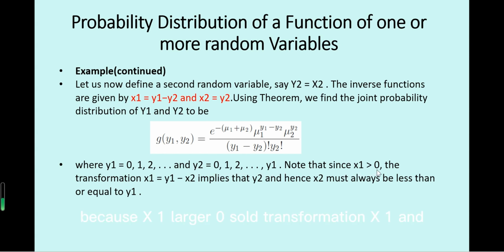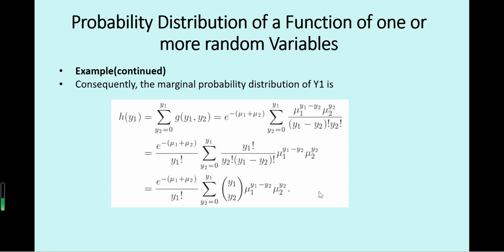Because x1 is larger than or equal to 0, the transformation x1 equals y1 minus x2 implies that x2 must always be less than or equal to y1. So x2, because x1 is positive, must be less than or equal to y1, right? Because x2 equals y2, which also means y2 must be less than or equal to y1. So that's why the available values for y2 are 0, 1, 2, 3, 4 until y1, right?